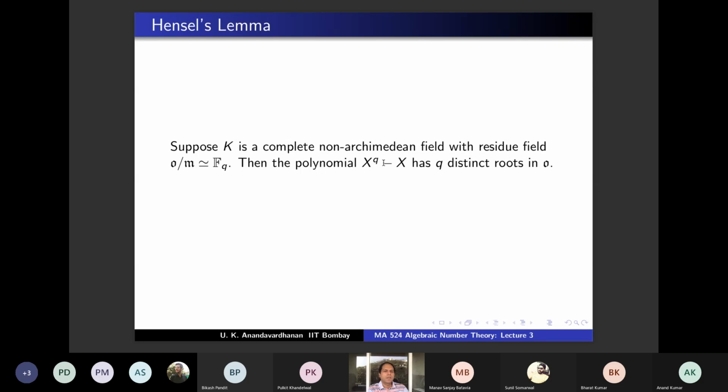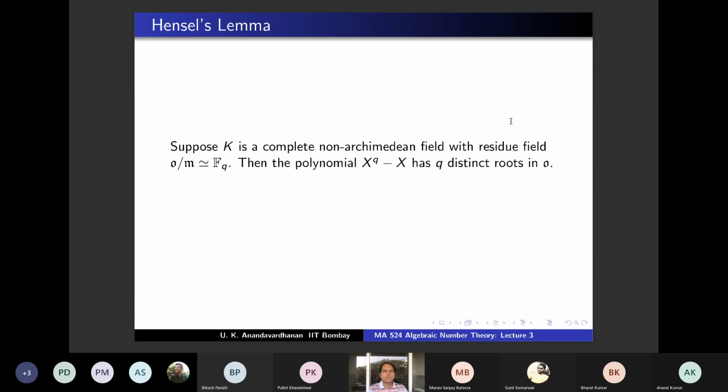Because what is the derivative? Derivative is Q times x^(Q-1), minus 1, which is just minus 1 because the characteristic is P, so Q is 0. So the derivative is non-zero, so they are all distinct. Okay, so that's why distinct. Distinct roots in the residue field, and therefore by Hensel's lemma you can lift all of them. So therefore the conclusion is the polynomial x^Q minus x has Q distinct roots in O.